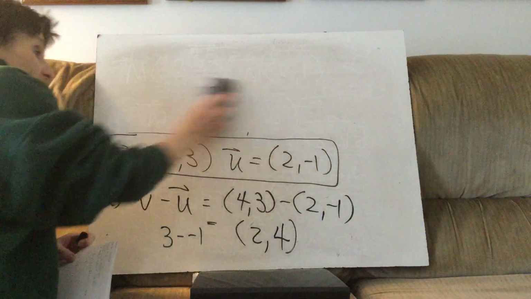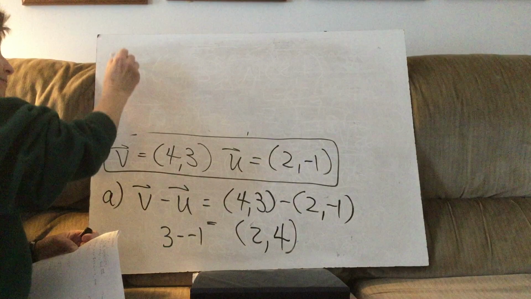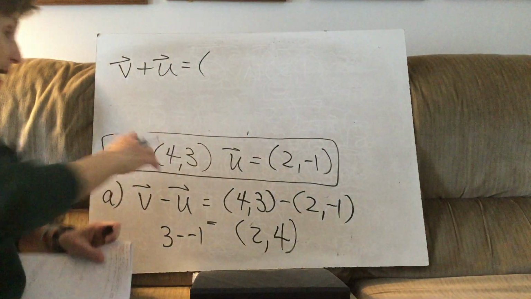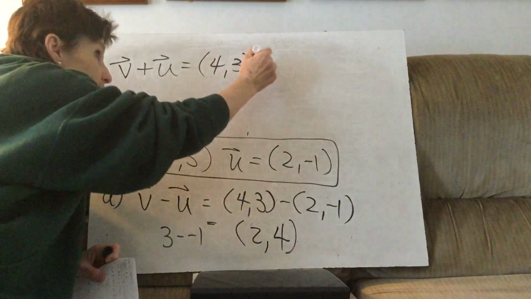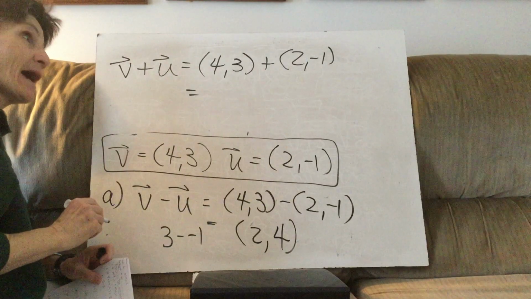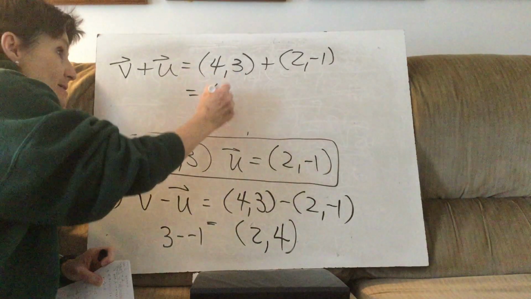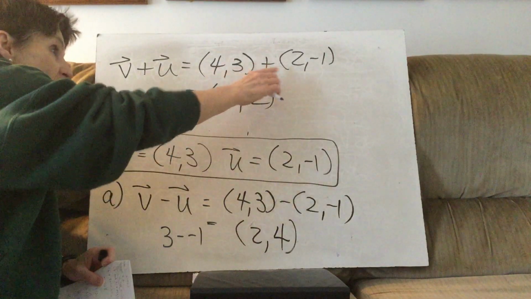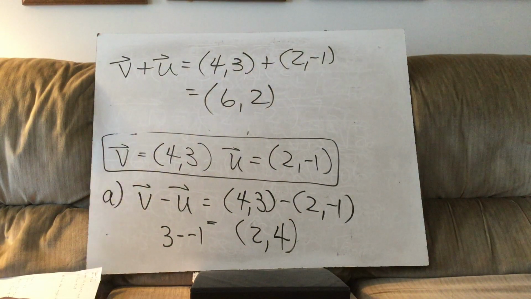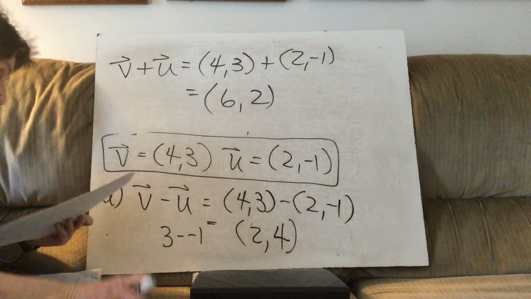Problem B is the same, v plus u. We're adding now. So we're going to add (4, 3) and (2, -1). So adding those is going to give us (6, 2). 4 plus 2 is 6. 3 plus -1 is 2. So that is v plus u. That's problem B.